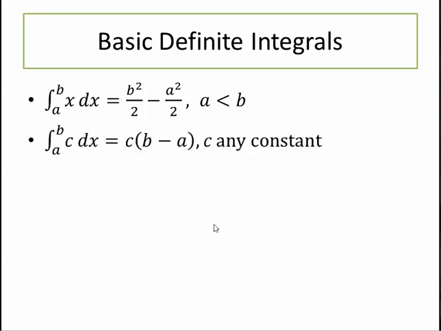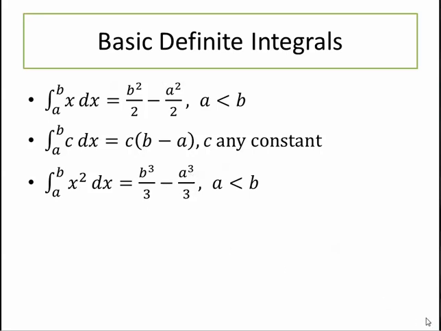The next property says that if you're trying to find the integral from a to b of a constant c, then that's just going to be equal to c times your upper limit minus your lower limit. And if you want to find the integral from a to b of x squared, then that's going to be equal to the upper limit cubed divided by 3 minus your lower limit cubed divided by 3.